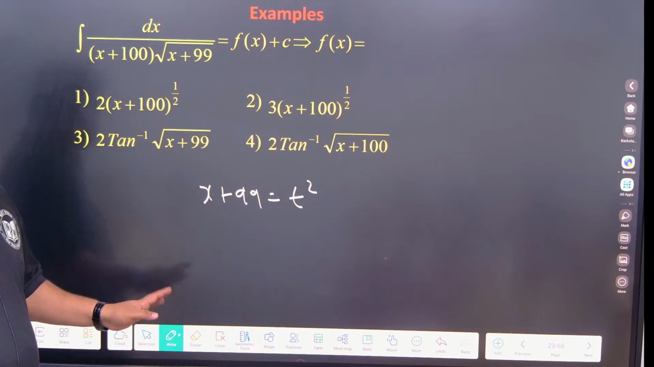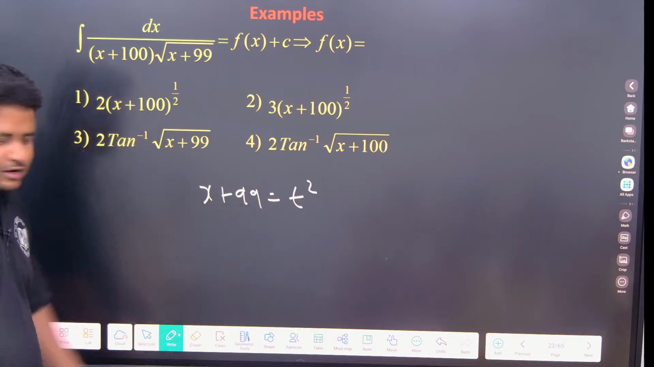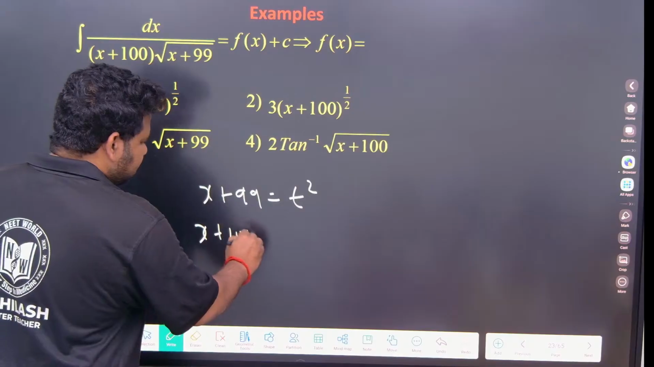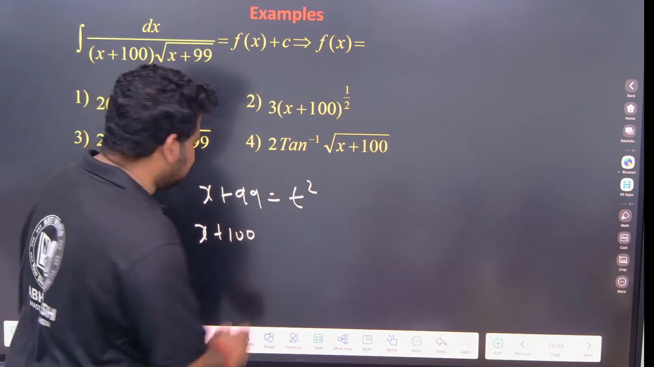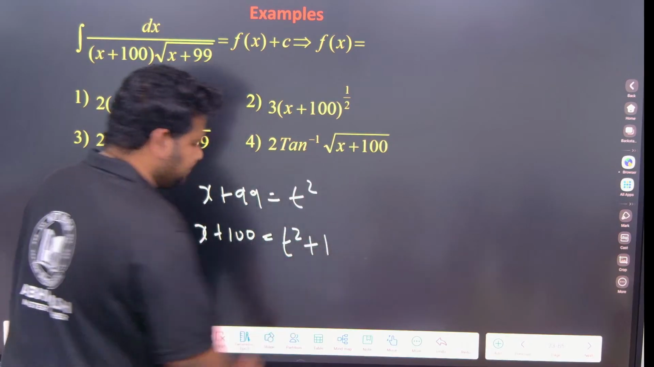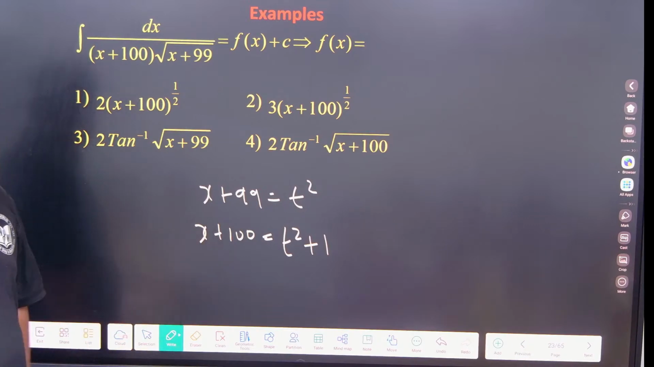We can do that also. Instead of that, what we can do is, here 100 is there. Can I give one here? So I can do what? X plus 100. If I give here also I should do. If I give to her, for her also I should give. Otherwise she will feel bad. So t square plus 1. X plus 100 is equal to t square plus 1.